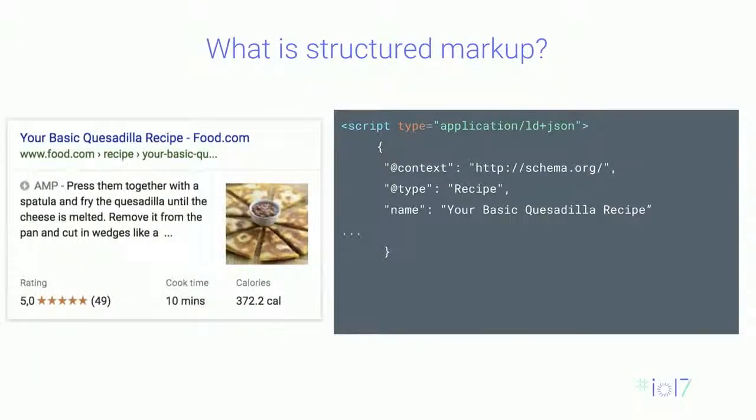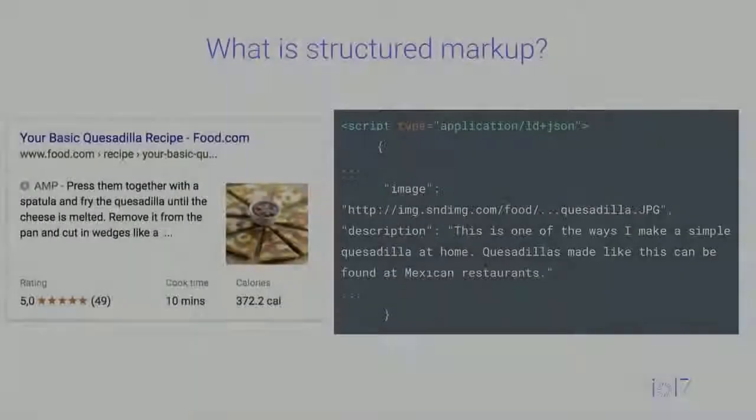So you see here on the left side a specific card with a recipe, and on the right side I'm going to highlight a few elements so that you can see how they match. So you see this is a script tag in JSON-LD, and it specifies that this is a recipe according to the schema in schema.org. That's a public specification. And then each of the properties is going to match components that can go into the card. So in this case, for instance, the name, your basic quesadilla recipe, becomes the title.